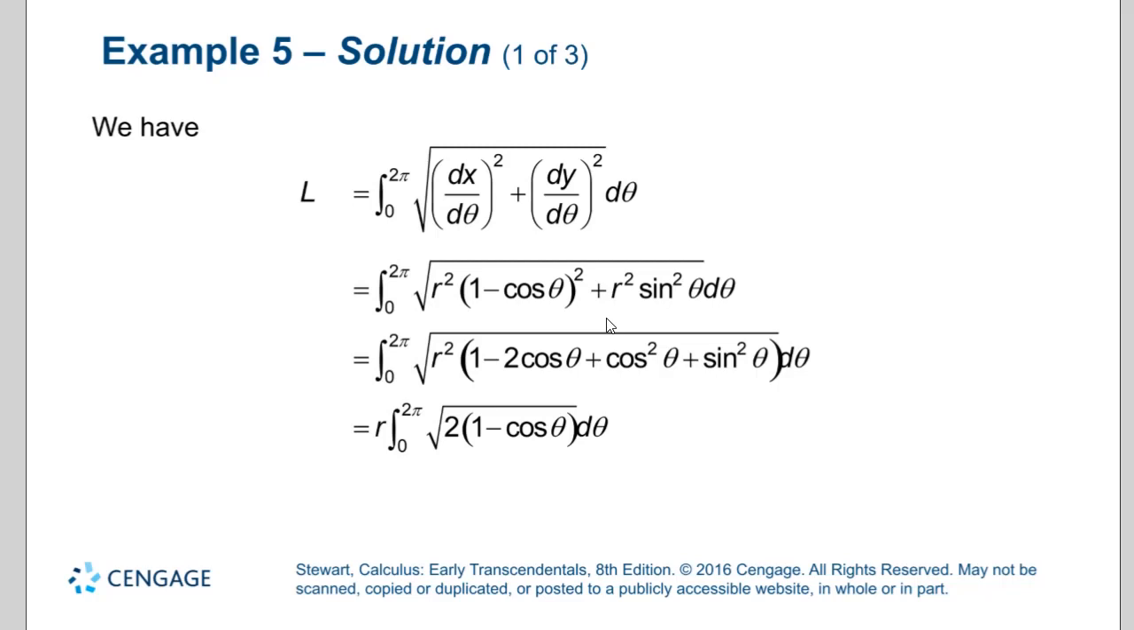Now, I have to clean this up so I can put it all into the square root. We multiply it out and put everything together, and I get 1 minus 2 cosine theta plus cosine squared theta plus sine squared theta. Now the cosine squared theta plus sine squared theta is really just 1. So I really have 2 minus 2 cosine theta. I can pull out the 2, and I pull the r squared out in front, because remember, that's just a constant.